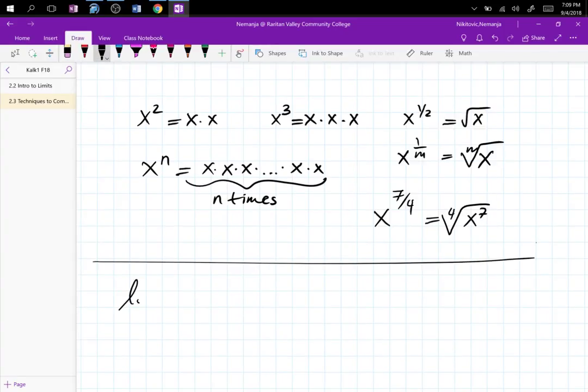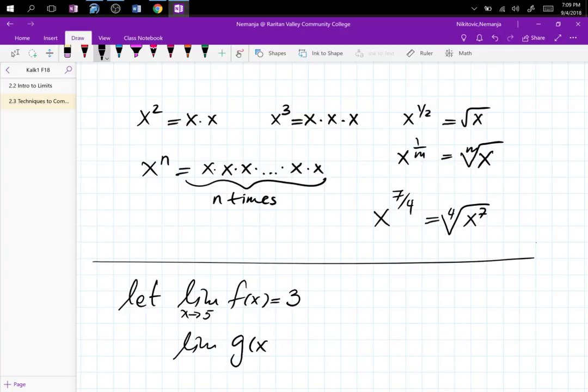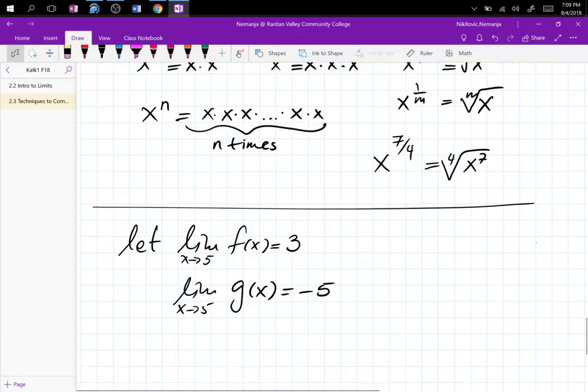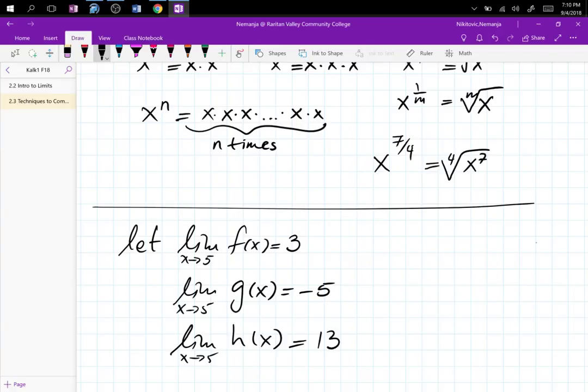So let the limit of f of x be 3 as x goes to 5. The limit of g of x to be -5 as x goes to 5. The limit as x goes to 5 of h of x is, let's say, 13. So we don't know what these functions are. We just know what the value of the limit is.